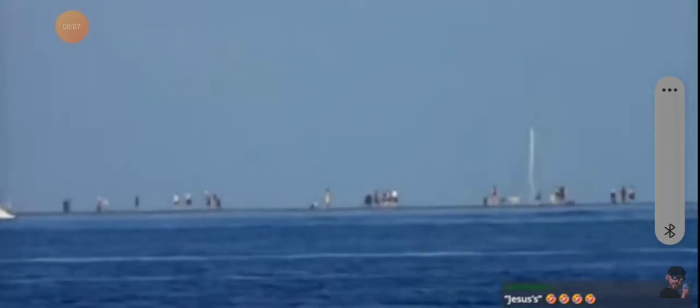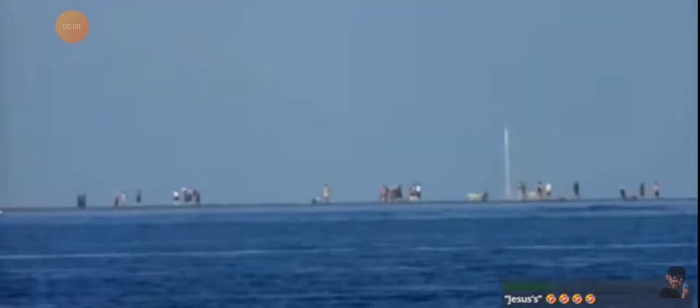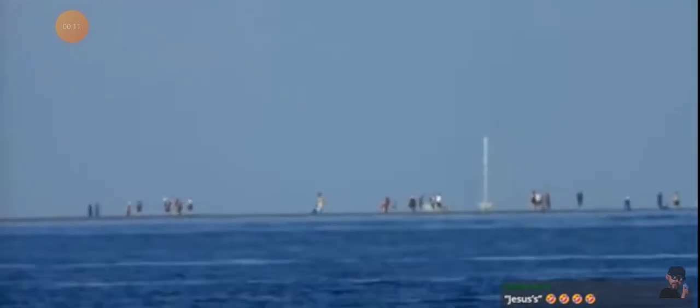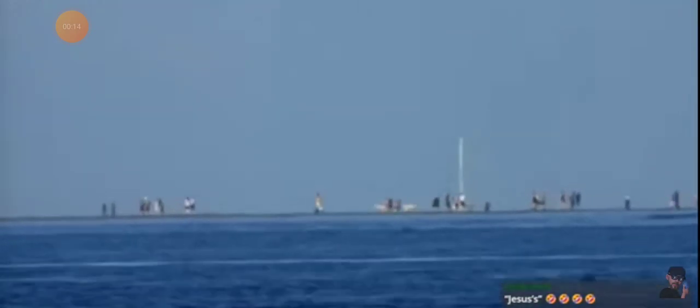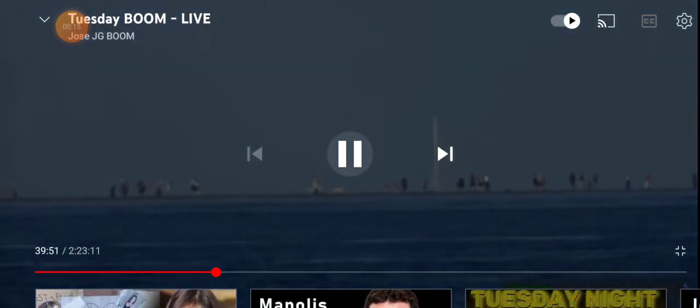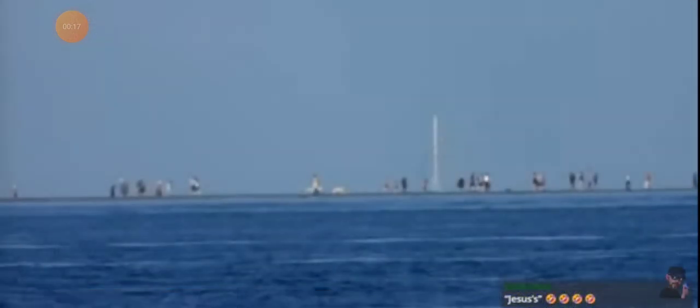This is a clip out of Jose's show today. That line moving up, pointing up, is a mast of a sailboat. You see people here on a walkway. Now the walkway with the people is much closer than the mast of the sailboat, which is much further away.